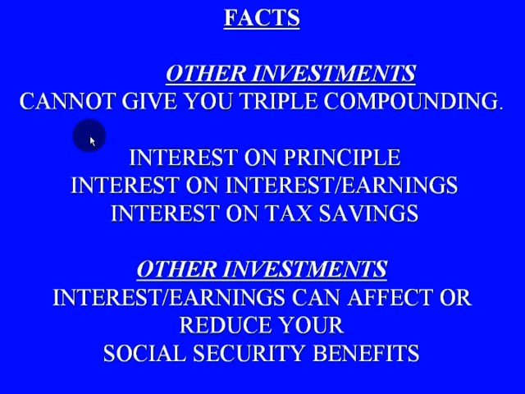The fact is, with other investments, they cannot give you triple compounding. Basically what that means is, with an annuity, you get interest on your principal, interest on interest, or your earnings, and you also earn interest on your tax savings. Another thing you need to keep in mind with other investments is that those earnings can affect or reduce your Social Security benefits. So very important for retirees.